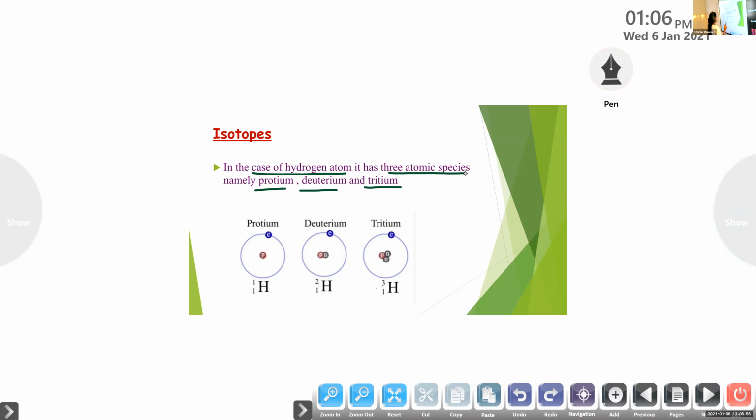Then look at this image and the symbol, and tell me, what is the atomic number of protium? Karthik? Karthik, can you hear me?